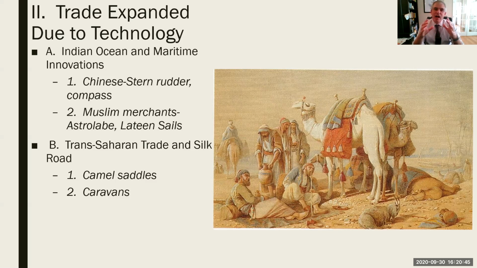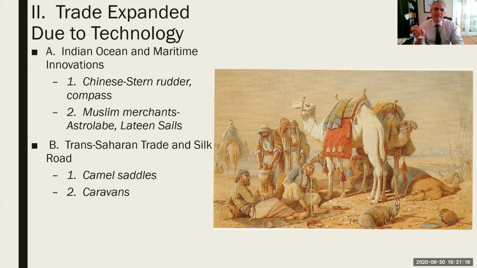Muslim merchants who dominated the Indian Ocean trade network from 800 on also bring in the astrolabe, which is a technology that allows you to measure where the stars are at a particular time of the year. And if you think about what we talked about with Islam and their innovations within astronomy, it's no surprise that they would apply that knowledge of astronomy to help navigate much better on the open seas.